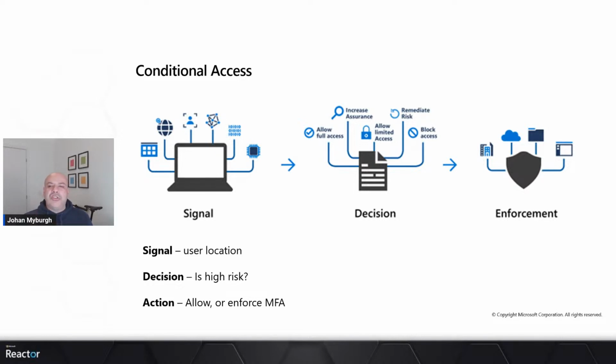So conditional access is split into three areas. First of all, we've got some sort of signal, and the signal is the criteria that we are talking about. So for example, what is the user location? If the location is not a trusted location, it might be a high-risk sign-in. And if it's a high-risk sign-in, we might decide to enforce multi-factor authentication.